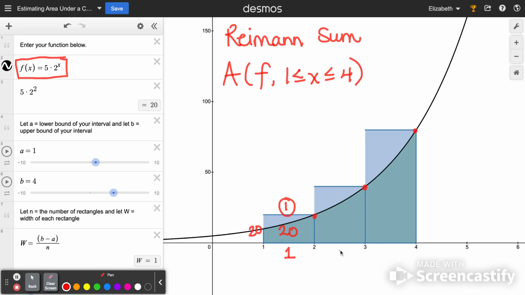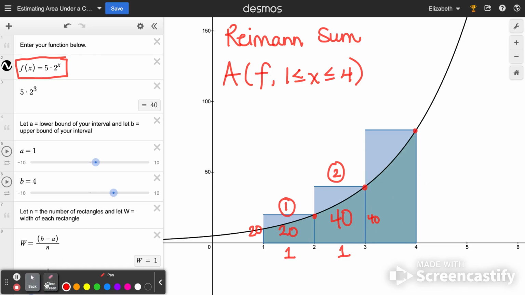To get this second one, I still have a width of 1. The height of this rectangle comes from whatever I get out of the function when I plug in 3. You see this point right here is at 3. Changes 2 to a 3. The height of this rectangle is 40. This is a rectangle that is 1 by 40. So I have an area of 40.